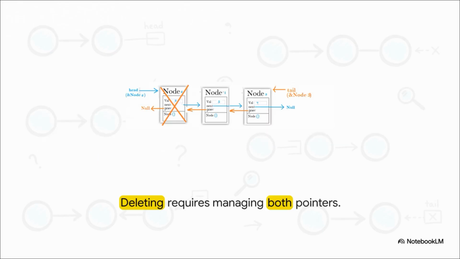So the crucial point here is that with this extra power comes, well, extra responsibility. When you delete a node from a doubly linked list, like removing node 2 from the beginning here, you can't just update the head pointer. You also have to grab the new head node, node 1, and carefully update its prev pointer to null. You really have to manage both the next and prev pointers simultaneously to keep the whole chain intact.